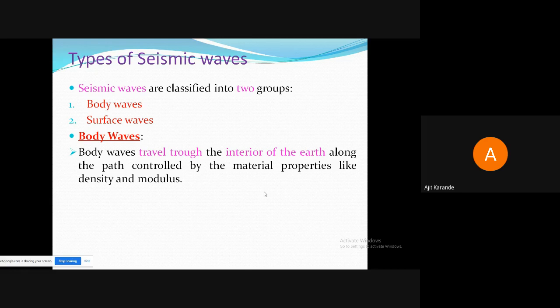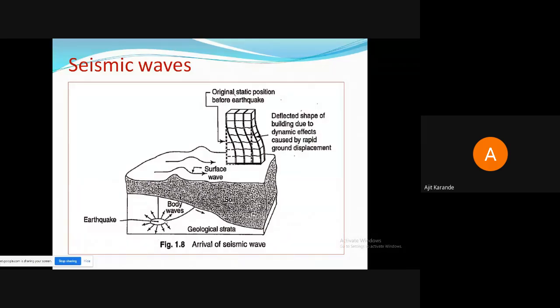Body waves travel through the interior of the earth along paths controlled by material properties like density and the modulus of that particular material. As far as body waves are concerned, these travel through the interior of the Earth. Here you can see in the image, these are the body waves, and they travel through the interior of the Earth. Propagation of body waves generally takes place below the Earth's surface, and that's why they are called body waves.